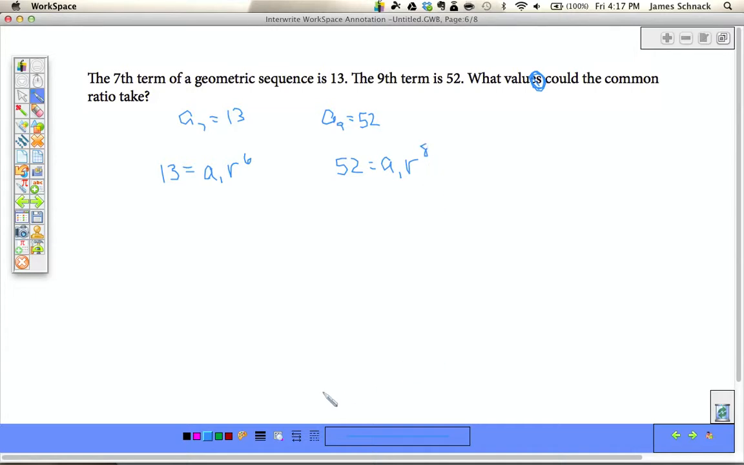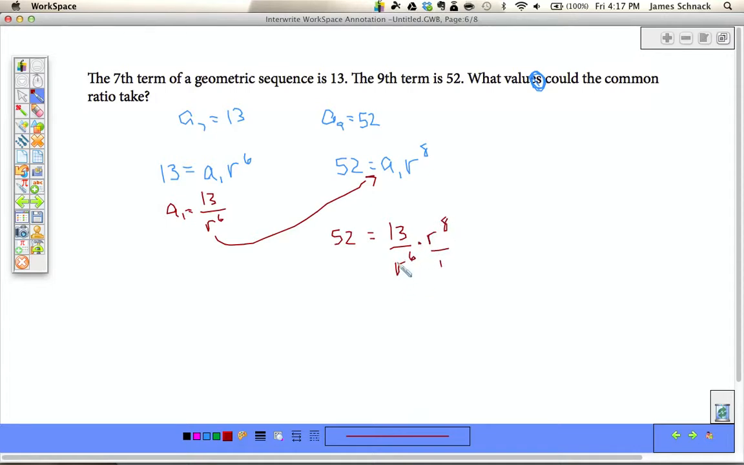All right, so I'm just using my generic geometric sequence rule, just like we did in the arithmetic section. Go back to this rule all the time. What we have is a system. I'm going to use the substitution method. Elimination method doesn't work well here. So a1 is 13 divided by r to the sixth. We take that, substitute it into the second equation. 52 equals 13 over r to the sixth times r to the eighth.